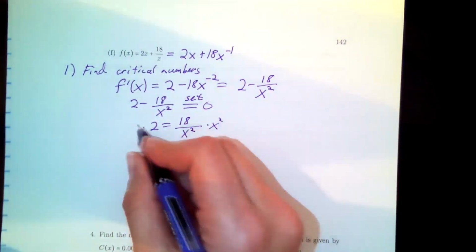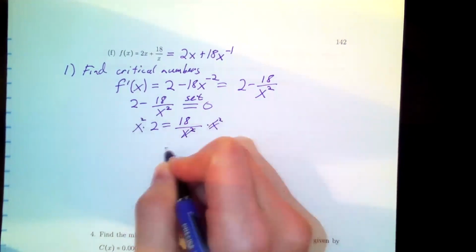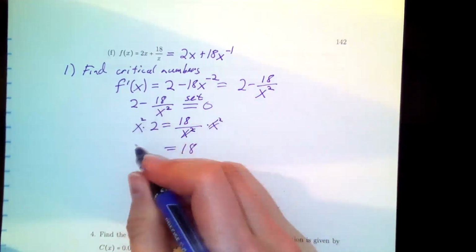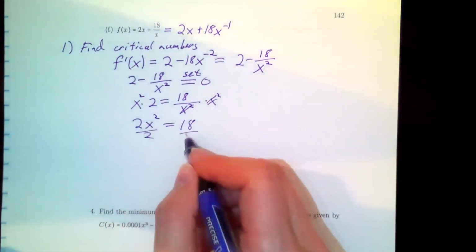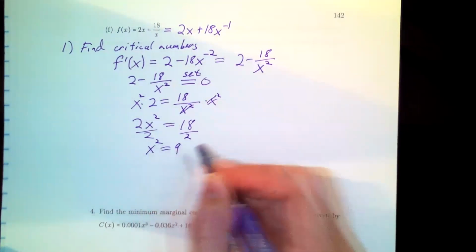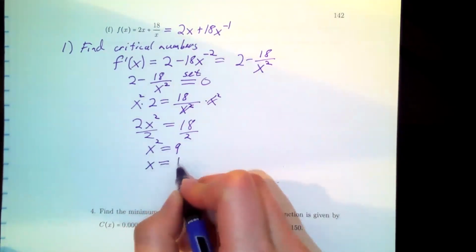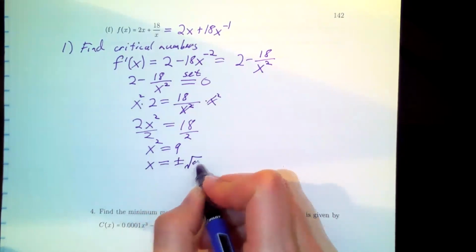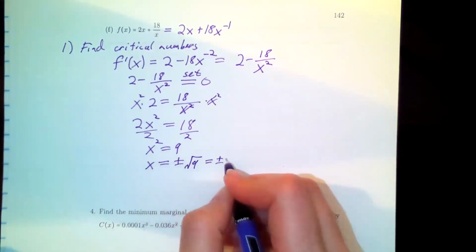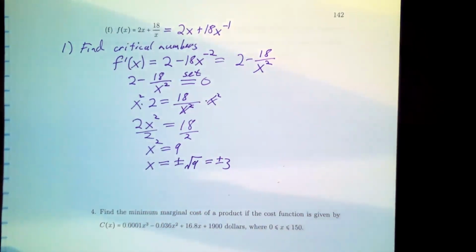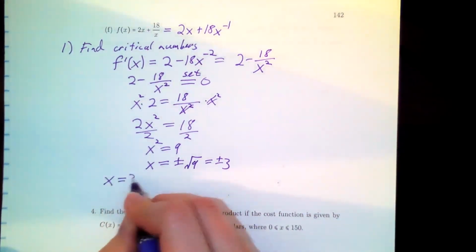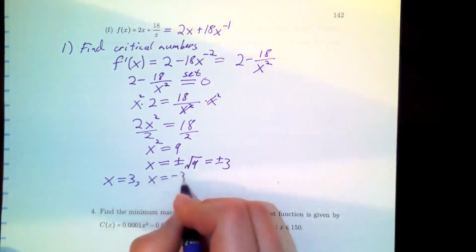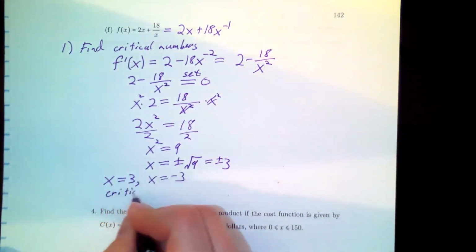Multiply both sides by x squared. That way on the right, all I'll have is 18. And over here, I have 2x squared. Divide both sides by 2 here. You get x squared is equal to 9. And then square root both sides to get x is plus or minus 3. So you have 2 critical numbers here, 2 potential maxes and mins. I have x is equal to 3 and x is equal to negative 3. Those are my critical numbers.